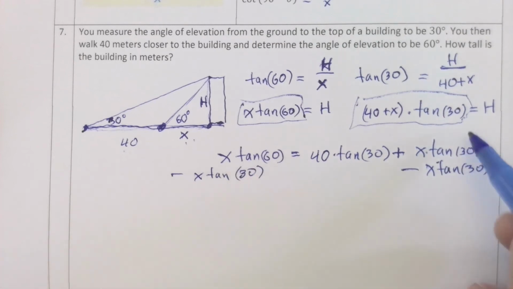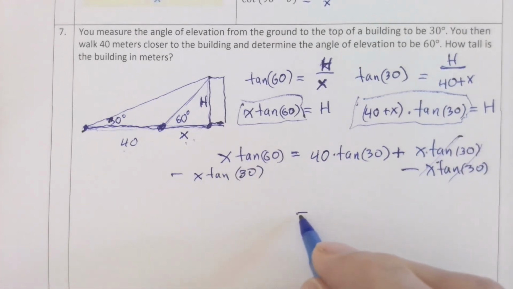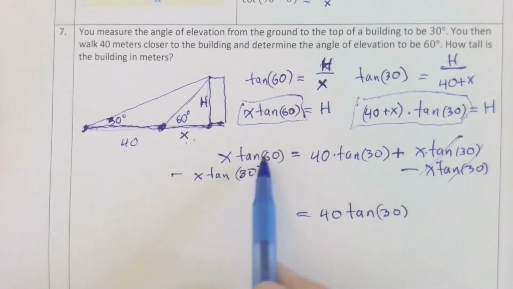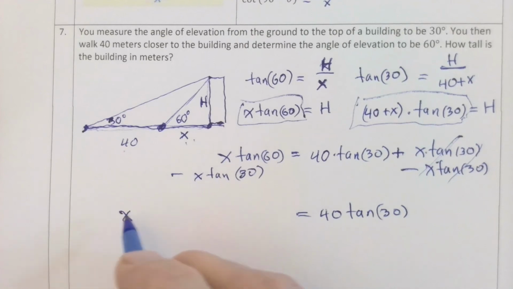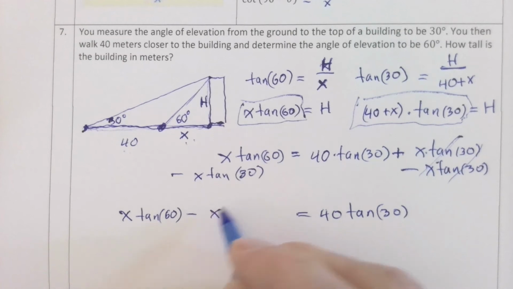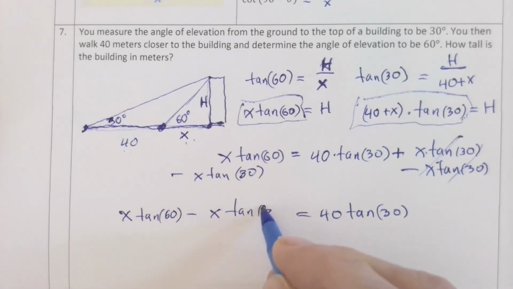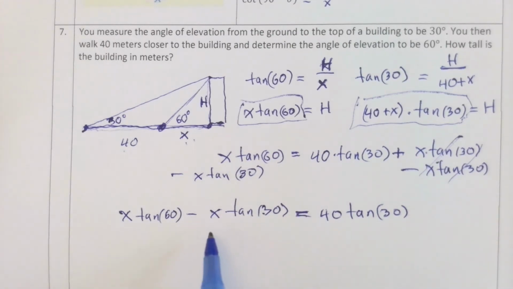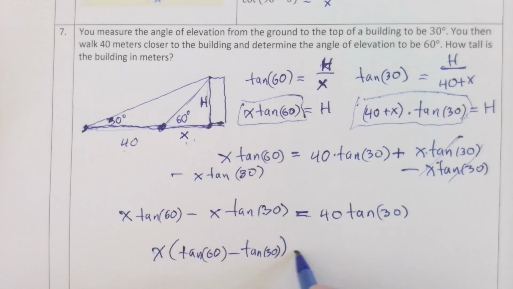On the right, these cancel. So there's nothing more on the right than 40 times tangent 30. And then on the left, I have these two expressions. Go ahead and write those down. So that's x tan 60 minus x tangent 30. And I move those together with intent because they both have x. So you can factor x out. And when you do that, you have tan 60 minus tan 30. And now we're getting somewhere, aren't we? And then on the right, I still have 40 times tangent 30.